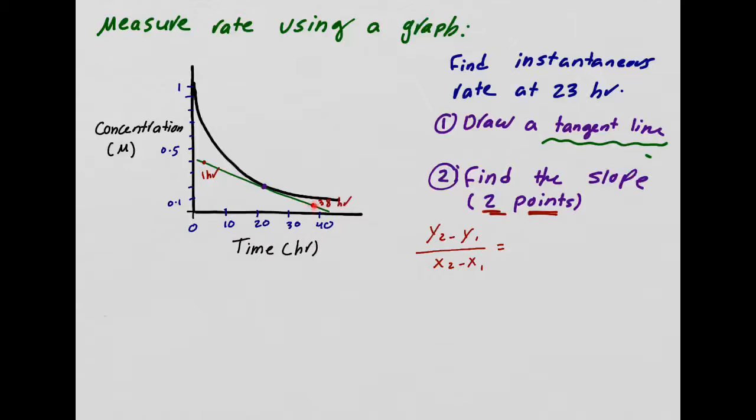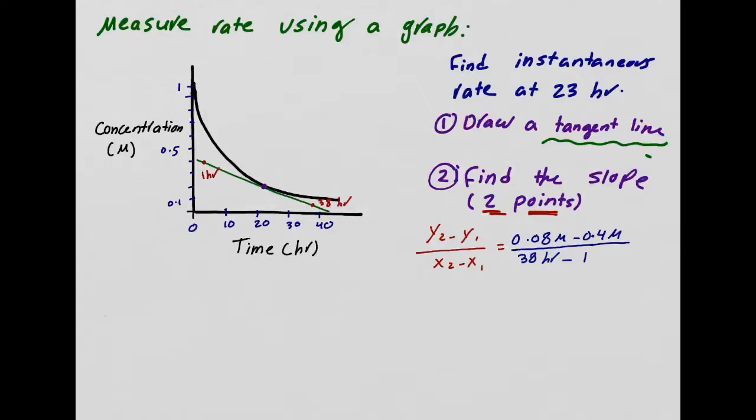So I'm going to go this one first. It doesn't matter which one you do first. So 38 hour, and if I go 38 hour, that is about 0.08 molar, minus, now my 1 hour, so this was my 38 hour, minus, now my 1 hour, which is about 0.4 molar, over 1. You follow that?